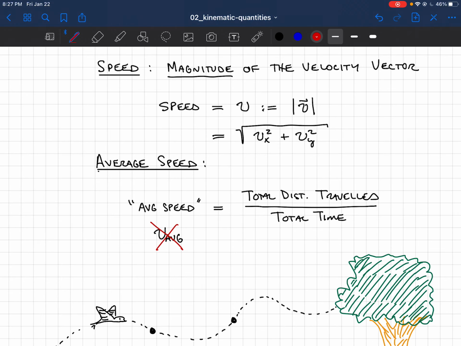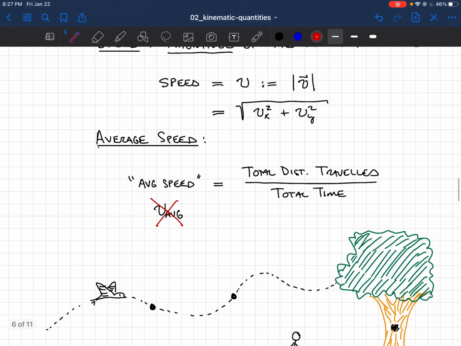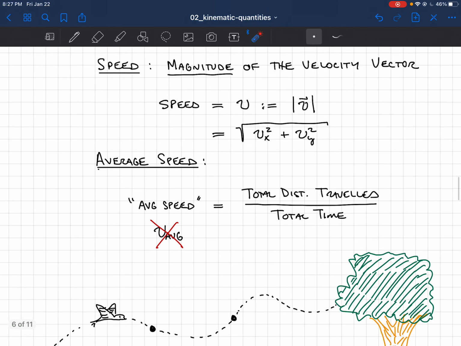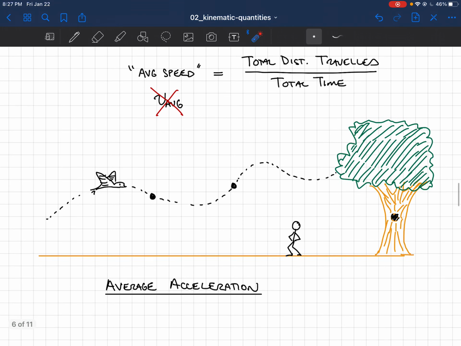So how would you calculate average speed? Well, you would look at the path and you would measure with a ruler exactly how long the path is, and then you would divide that by the amount of time it took for the object to go from the beginning to the end. Measuring with a ruler along the path is not something we've done yet, but that's the definition of it. And that's what average speed means.